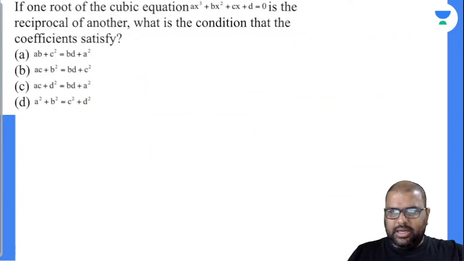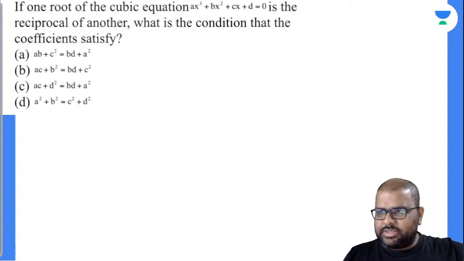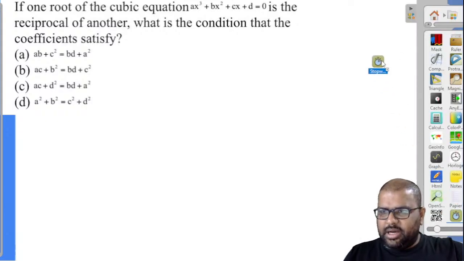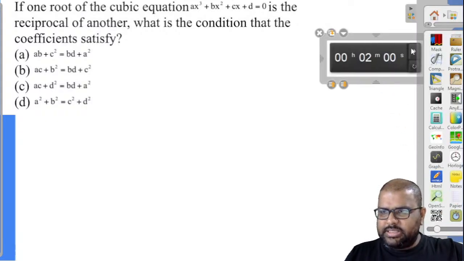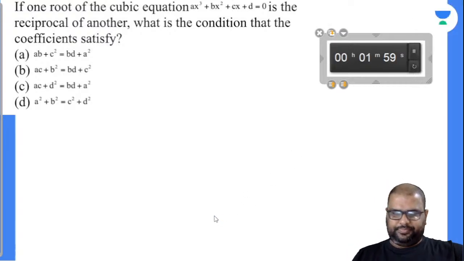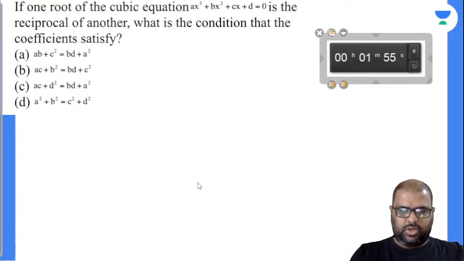So let us see how many can solve this question. Reciprocals, it seems. I already explained how these reciprocals work out. Waiting for your answer.